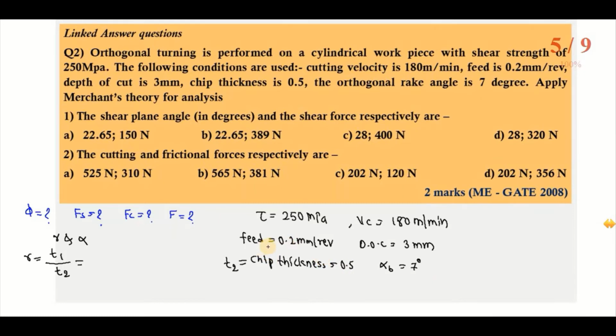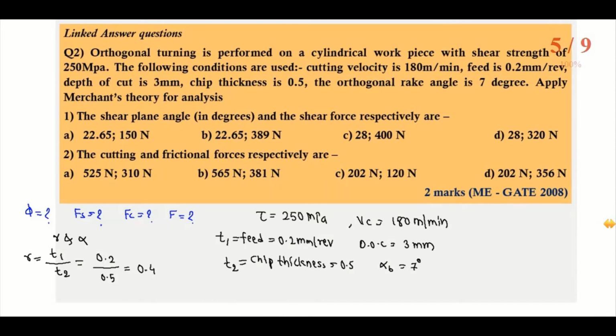So I told you, in the numericals we have solved for the chip thickness ratio and shear plane angle. The link is available in the description box. There, if the feed is given, then this will be the uncut chip thickness value, that is T1. So we got the value T1, that is 0.2, and T2, that is 0.5. So we are getting this chip thickness ratio value, that is 0.4.